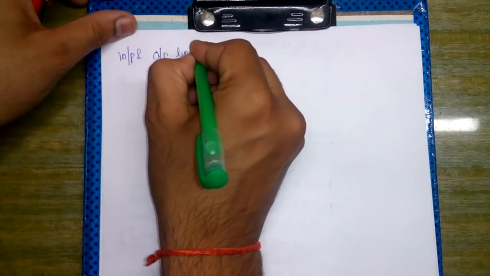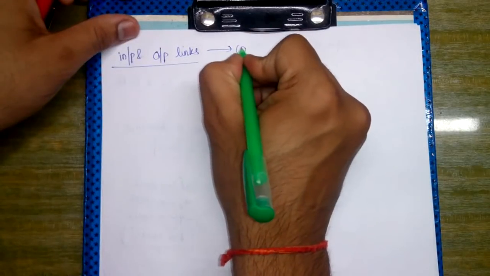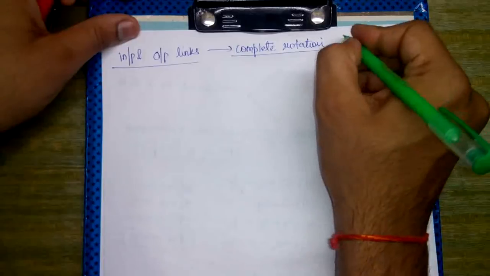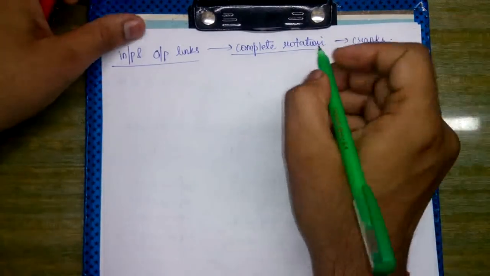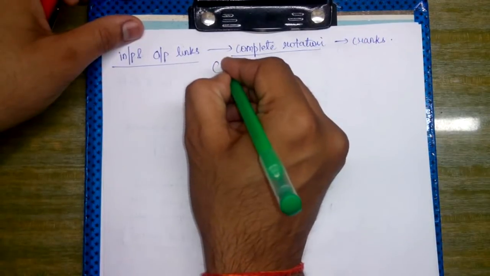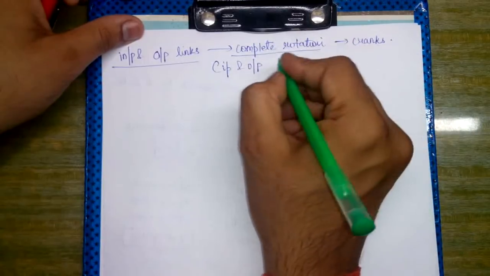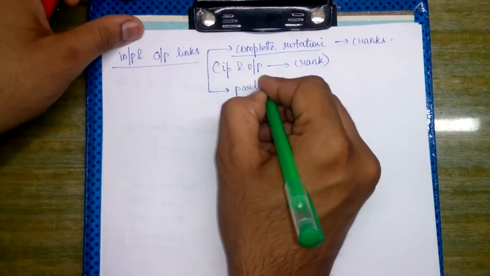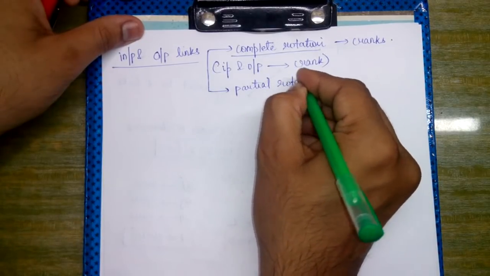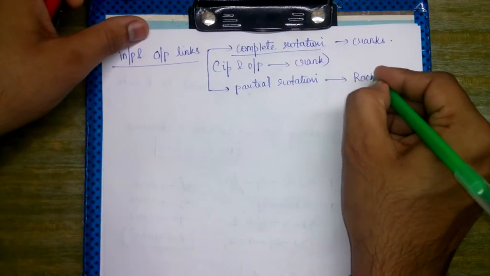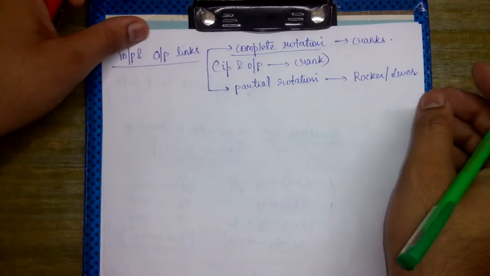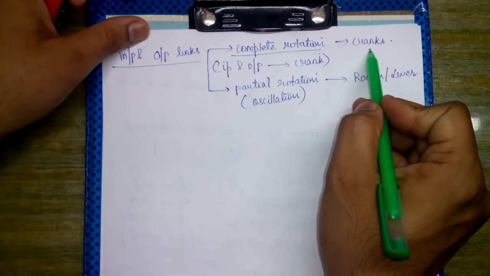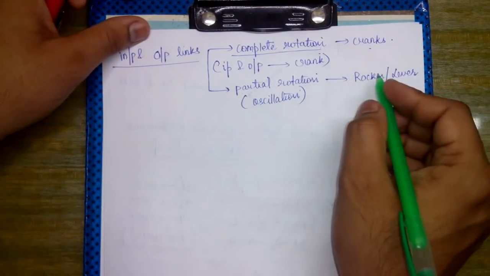Now corresponding to the input and output links, we have two types of links which are possible. One type are those which undergo complete rotation. The links which undergo complete rotation are called cranks, and input and output links can both be made cranks. The second type are those which undergo partial rotation, and these links are called rockers, or also levers. Partial rotation simply means they are undergoing oscillation. So those which undergo complete rotation are called cranks, and those which undergo partial rotation are called rockers or levers.